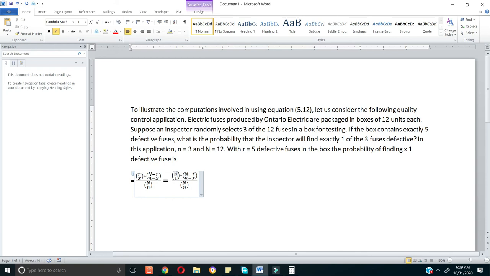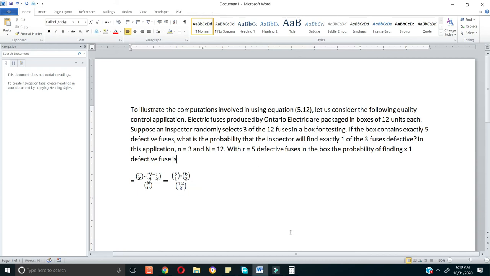So R is 5, and then N minus R is 6. The ones that actually work are 6. Then n minus X is what? How many times are we picking? 3 times, so n minus X is actually 2. And then N overall, we actually have 12 fuses. And the number of tries is actually 3.